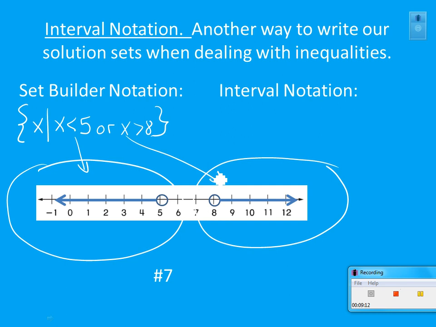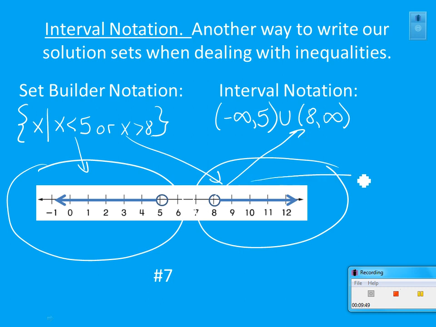In interval notation, the same thing. I need two pieces. To do this piece here, all the numbers less than 5, it's going to look like this: parenthesis, negative infinity to 5, parenthesis. Open dot on the 5, so I need parenthesis. And then I'm going to put the union sign. The union means along with, or. And then over here I need all the numbers greater than 8, so parenthesis 8 to infinity. Open dot, so parenthesis. I'm going to the right forever, infinity. So there's what we got so far.